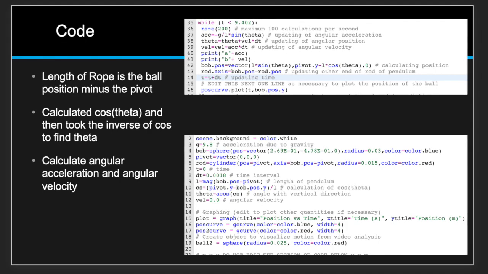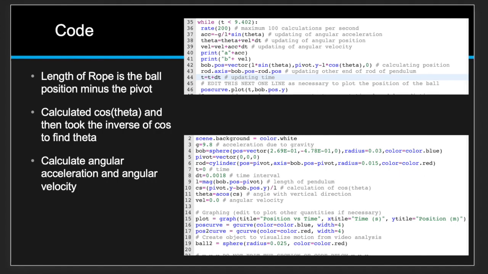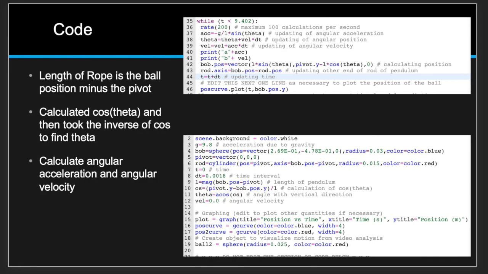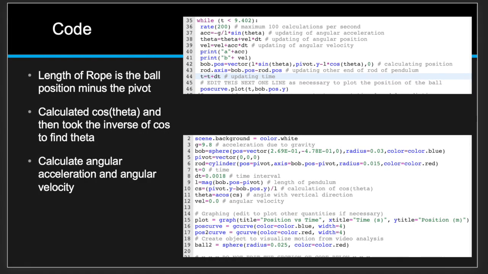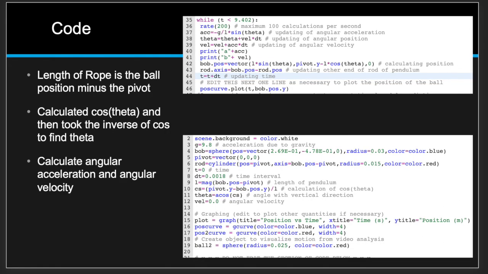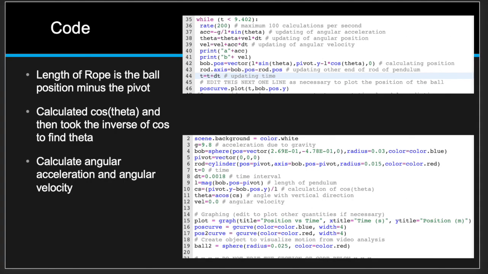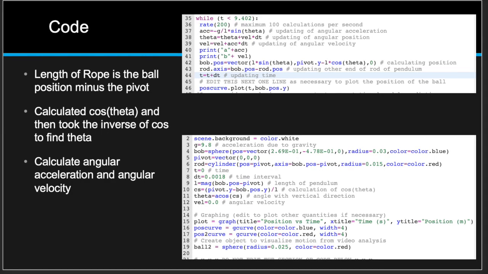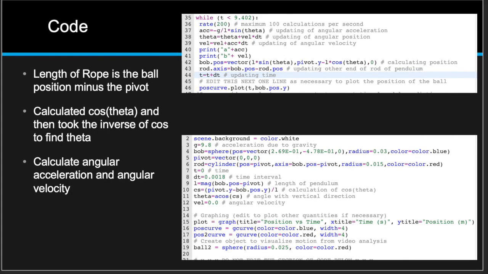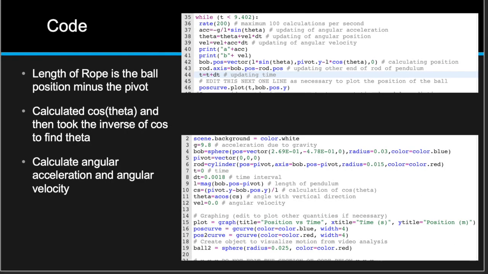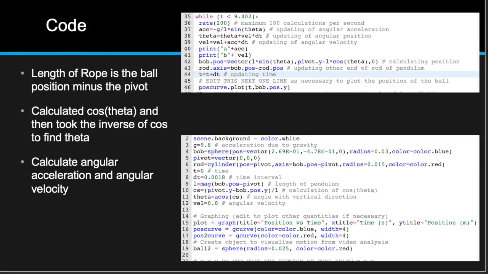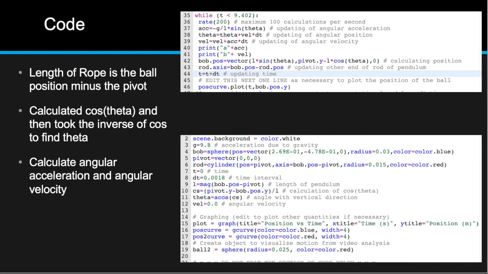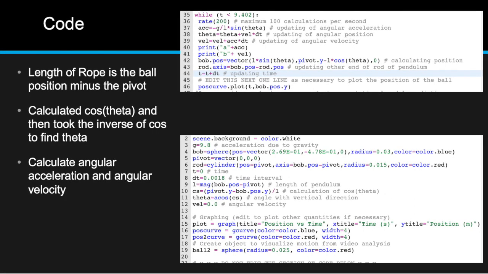And then I calculated cosine theta, since that is just the y position of pivot subtracted from the y position of bob, or the object, and then I took the inverse of that to find theta, and then I set the initial angular velocity to 0 since it starts from rest. Below that, I have the code for the graph, which is the y position versus time graph. And then in the while loop below that is where I calculated the angular acceleration, angular velocity, and theta as the object was moving throughout the pendulum in the 2 cycles. And then I printed the acceleration and the velocity.